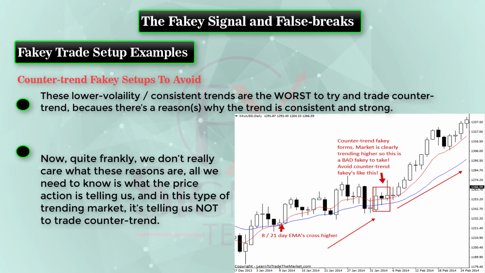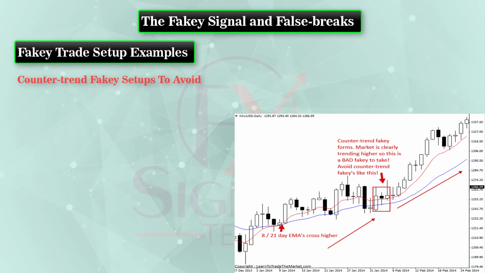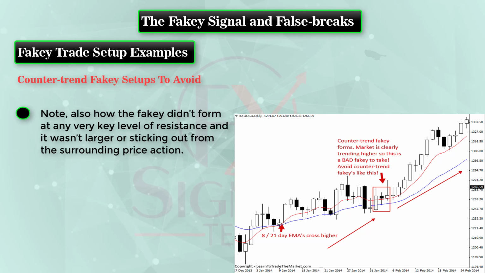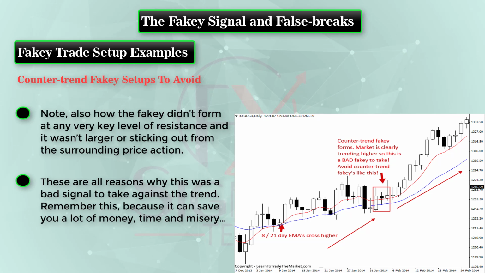Now, quite frankly, we don't really care what these reasons are. All we need to know is what the price action is telling us, and in this type of trending market, it's telling us not to trade counter-trend. Note also how the Fakey did not form at any very key level of resistance, and it was not larger or sticking out from the surrounding price action. These are all reasons why this was a bad signal to take against the trend. Remember this, because it can save you a lot of money, time and misery.